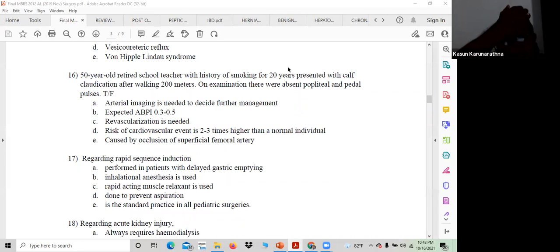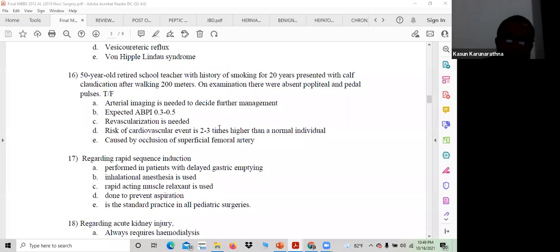Right. Intervention is needed if there's disabling claudication or the patient is having critical limb ischemia. Disabling claudication is judged not only by the distance but according to history, if the patient has disability, if the patient can't perform day-to-day routines due to this intermittent claudication, right? So here there is no clear indication for revascularization, right?